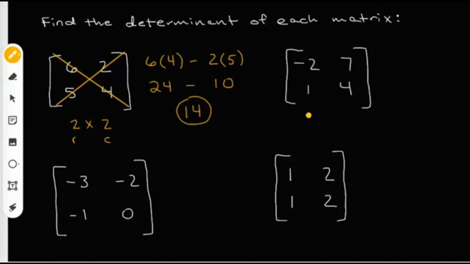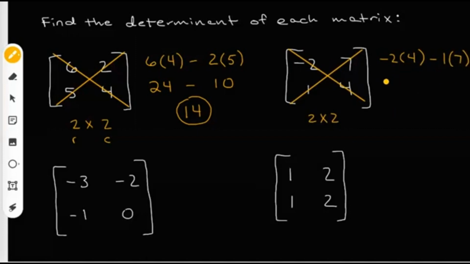This is also a 2 by 2, so I need to use the main diagonal first. When I draw my main diagonal, it's going to go through two numbers, -2 and 4. So I need to multiply those together first. Then I'm going to multiply the numbers on the counter diagonal, the 1 and the 7. So I'm going to have 1 times 7. And I always put the subtraction sign in the middle.